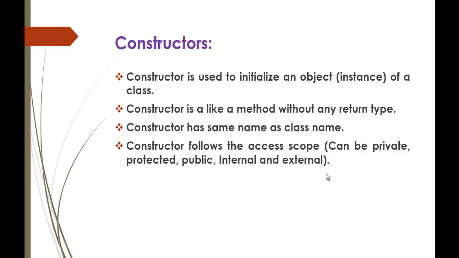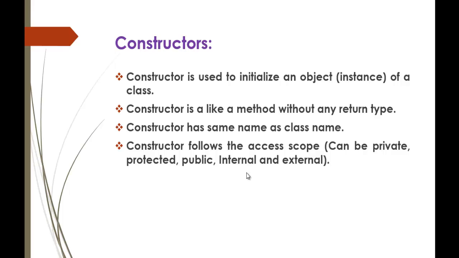A constructor has the same name as the class name. It means that whatever the class name we are having, exactly the constructor will also have the same class name. This is how we define the constructor. A constructor will be defined with the class name. Constructor follows the access scope, which means a constructor can be public, private, protected, internal and external. This is the definition of a constructor.